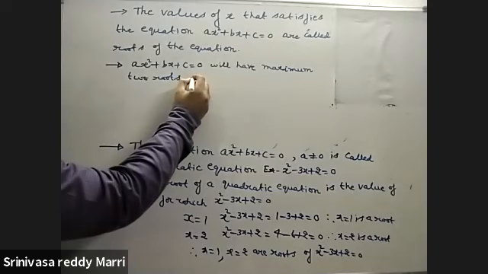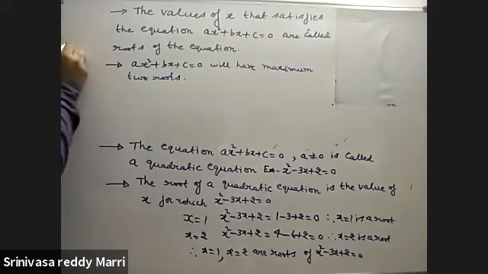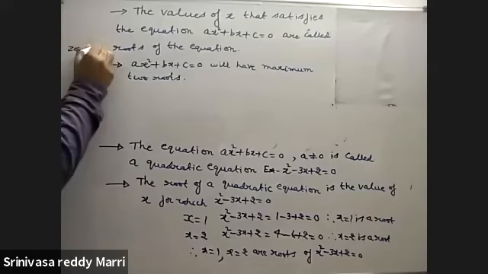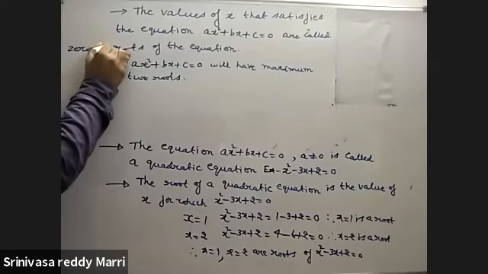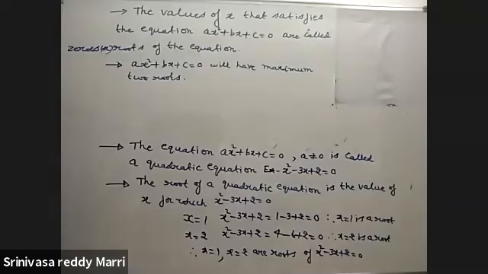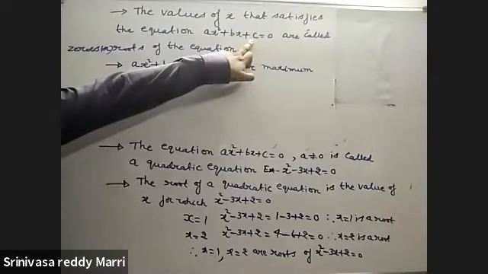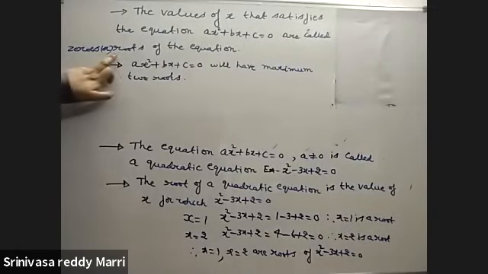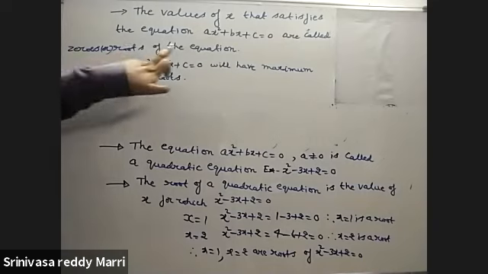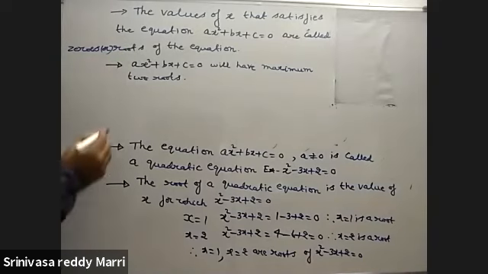Roots are also called zeros. In some cases, it will be named as zeros also. Zeros means this will become zero for that value of x. Zeros of the equation means roots.